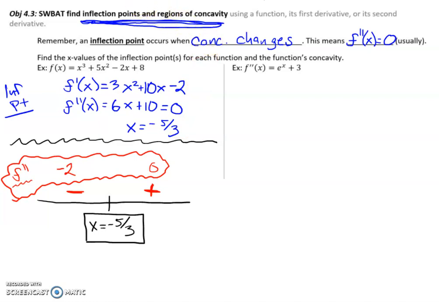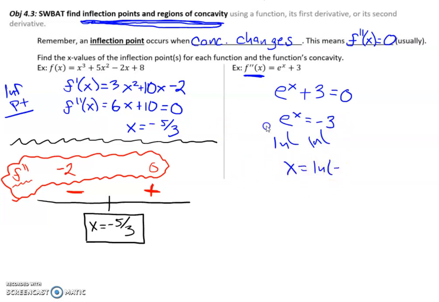Let's go on to the next example, which you notice is slightly different in that I gave you the second derivative instead of the first derivative. So we don't need to do these first two steps of finding the derivatives. It's already given. So we'll just write e to the x plus 3 equals 0. If you start solving this, you're going to notice pretty quickly it doesn't work. e to the x is equal to negative 3. And if you take natural log of both sides, sorry about my notation, you get x is equal to natural log of negative 3, which just doesn't exist. So what this tells us is that there are no inflection points. And that's going to be the answer here.